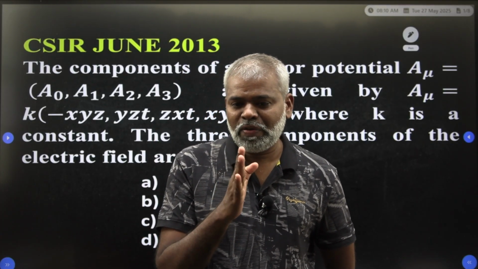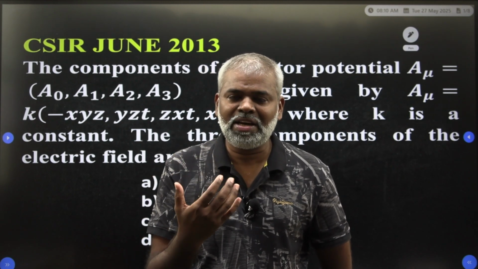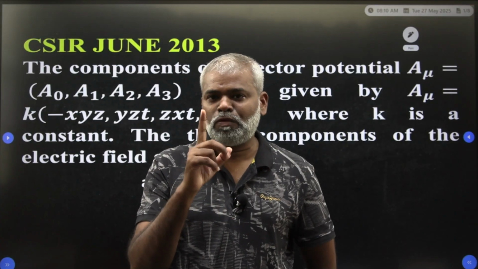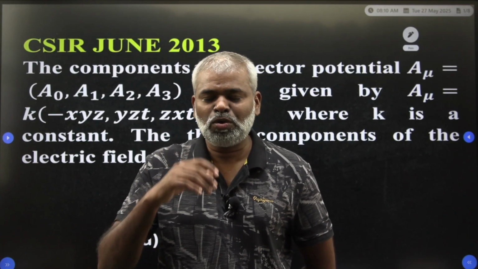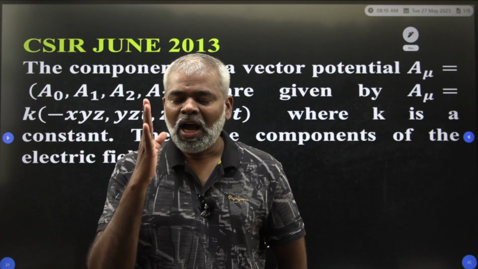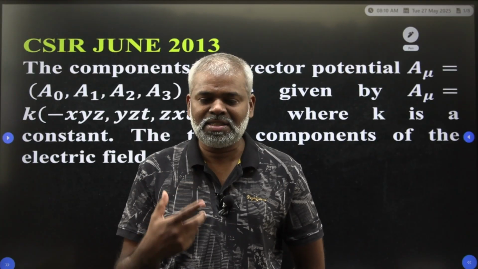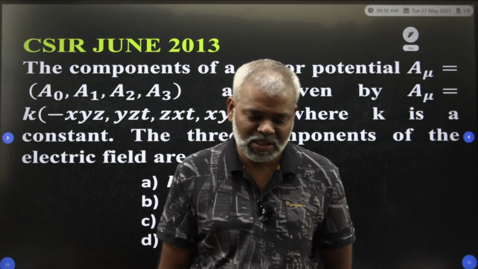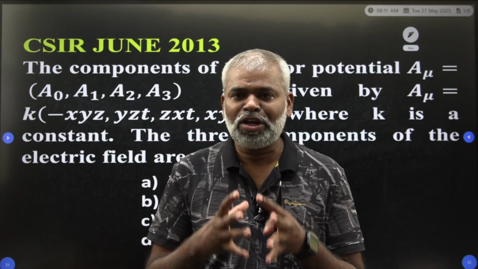So, according to your CSIR syllabus, after finishing the electromagnetic waves in conductors, one question I discussed, that is the skin depth, which belongs to the electromagnetic waves in conductors. After finishing that, the next topic is scalar and vector potentials. So, under the scalar and vector potential, I chose this question.